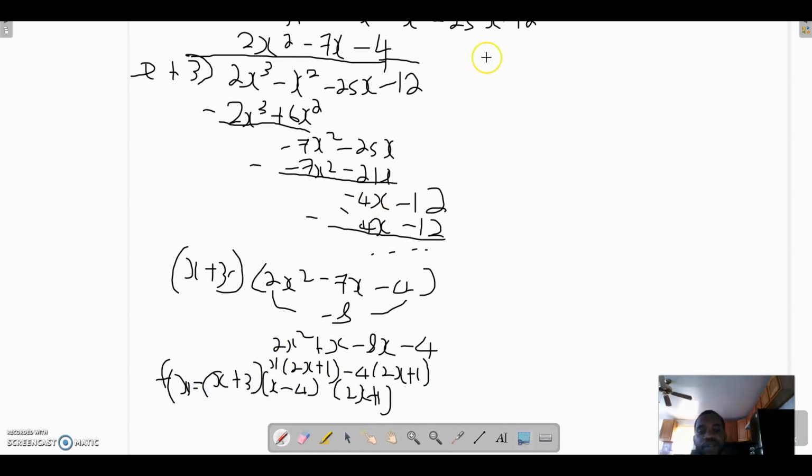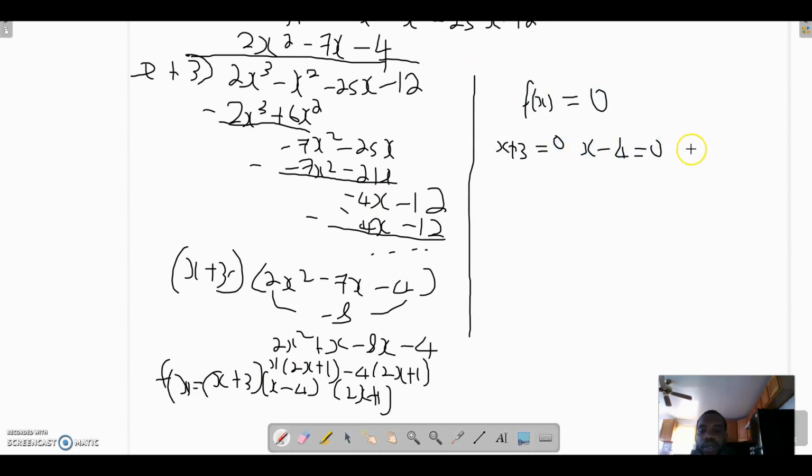Now of course, if several things multiply to give you 0, one of them must be 0. So if f of x is equal to 0, then x plus 3 is 0, x minus 4 is 0, and 2x plus 1 is 0, which would imply that x is either negative 3, 4, or negative a half. Right? You don't have to manually show the transposition for these.